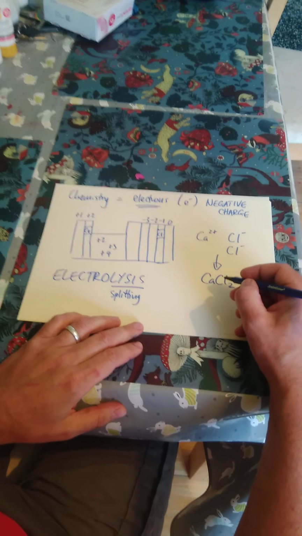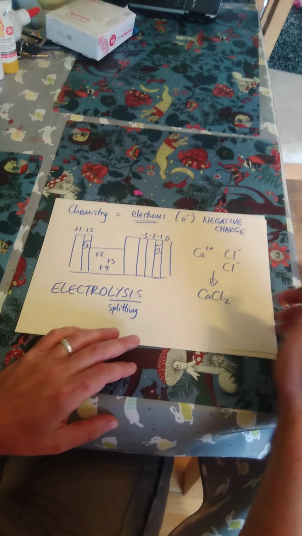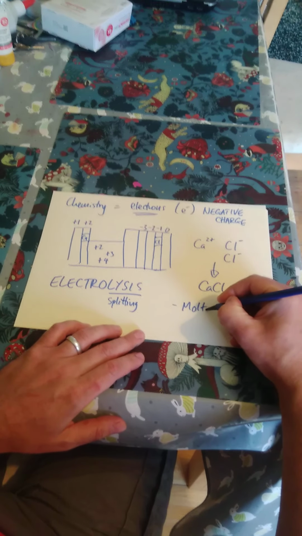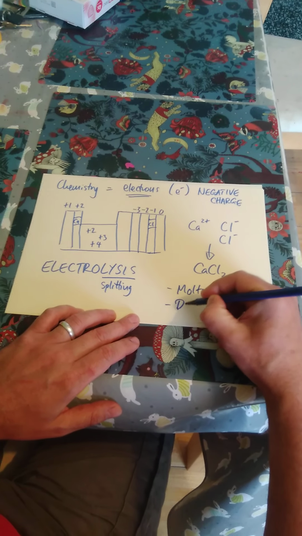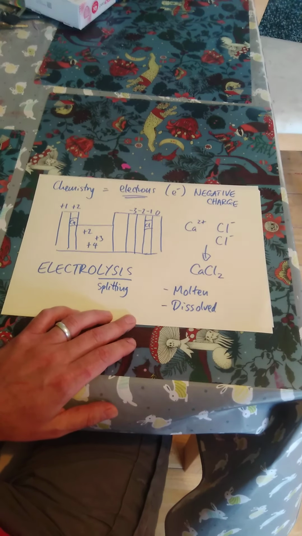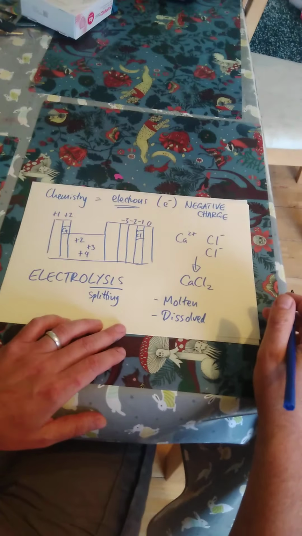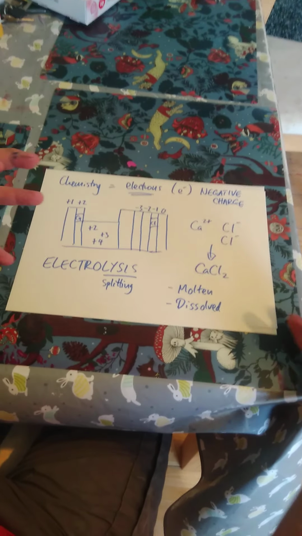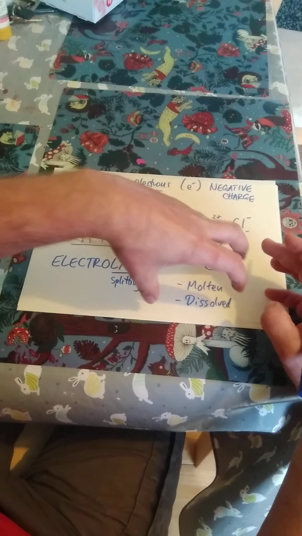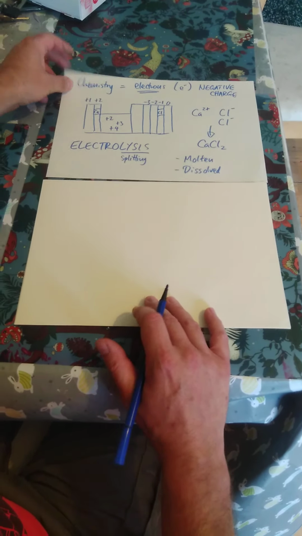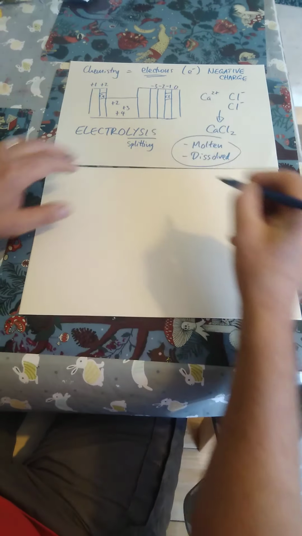We have to make sure those particles can float around and move around, and in order to do that they need to be either molten or dissolved. If they're molten or dissolved, the particles can move around, the ions can move around, which means they can be separated by the electricity. So I'm going to leave that up there. Those points are really important.